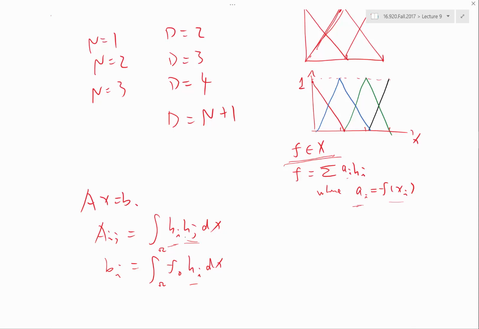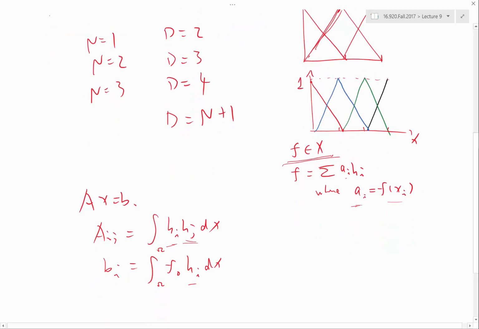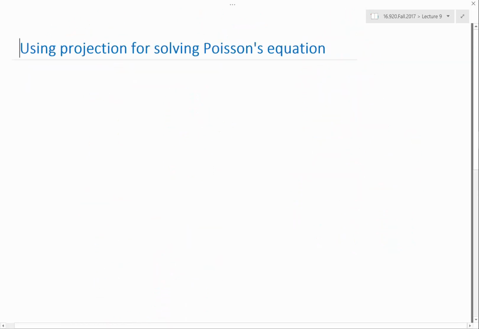So now with this type of basis, we can discuss the first equation we are now able to solve using finite element, Poisson's equation. And Poisson's equation with zero Dirichlet boundary condition, right? Because we will talk about non-zero boundary condition later on.